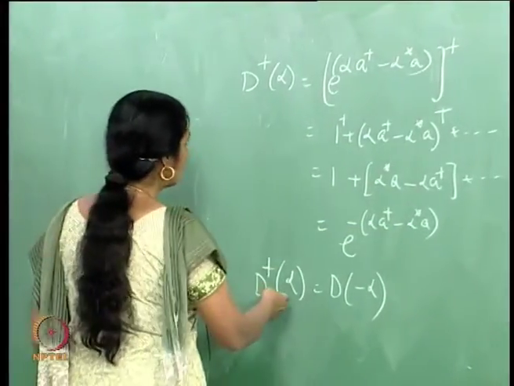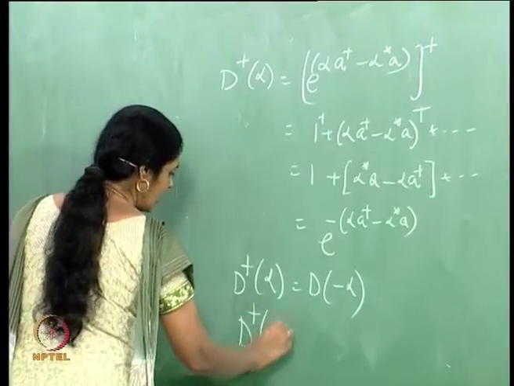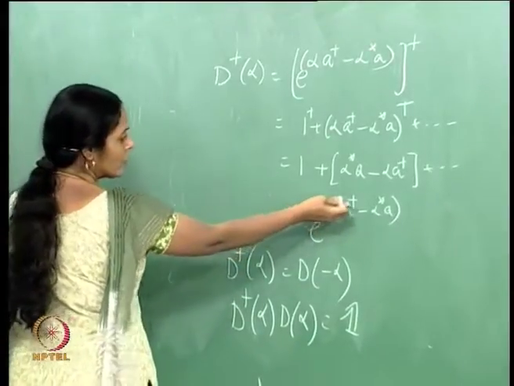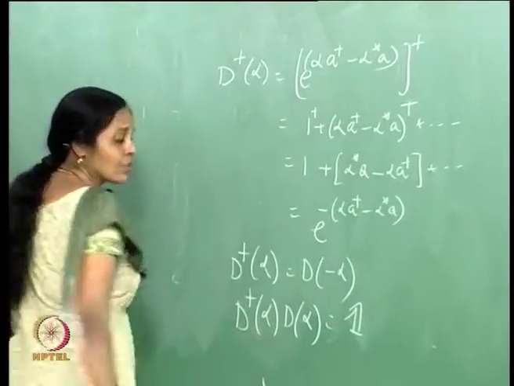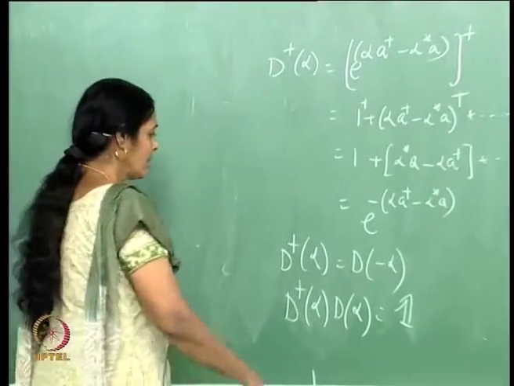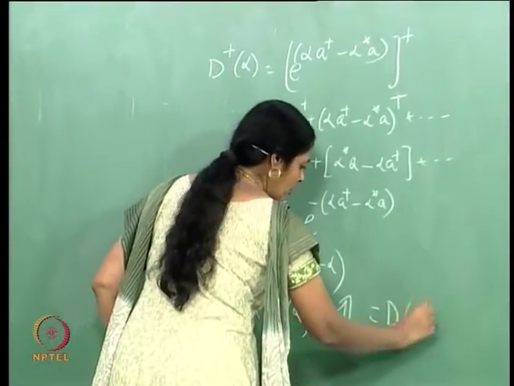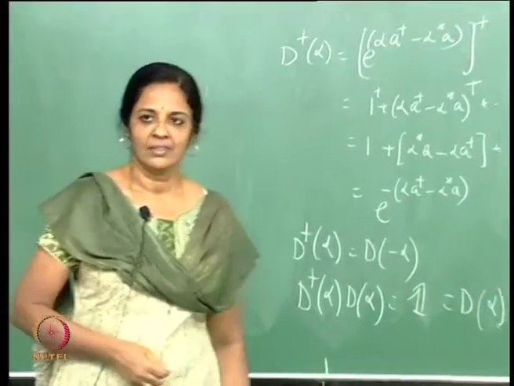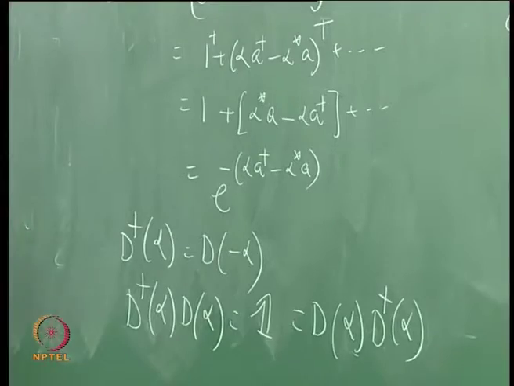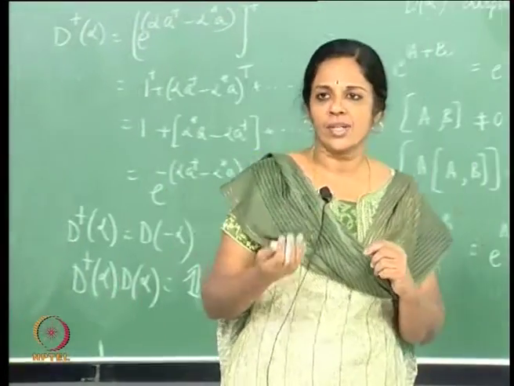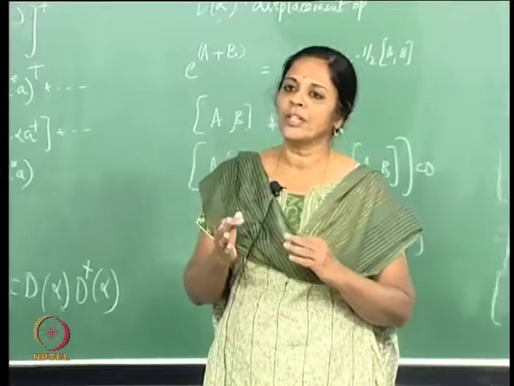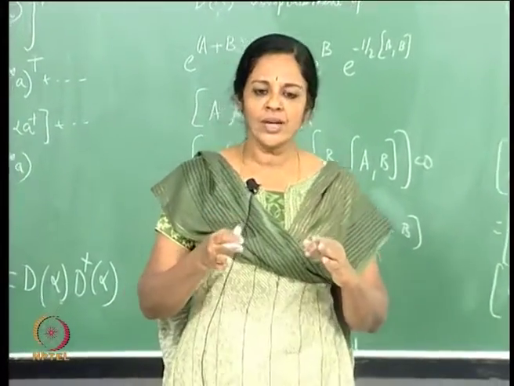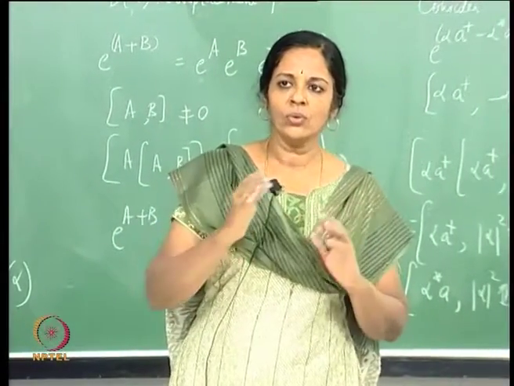But d dagger of alpha times d of alpha is identity, because it's exponential of minus an operator times exponential of plus the same operator. It is equally true that d of alpha times d dagger of alpha is the identity operator, and therefore this rings a bell. I seem to have done a unitary transformation. The unitary operator in this case is the displacement operator d of alpha. The unitary transformation has taken ket 0 to ket alpha.